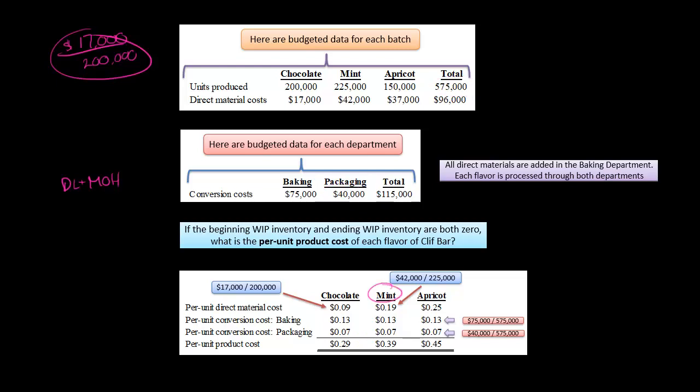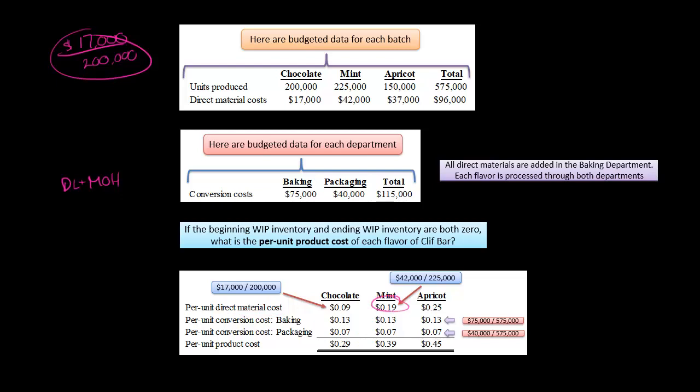Now notice, when we do mint, when we do apricot, the conversion cost per unit for baking is identical, because in each case, it's $75,000 divided by 575,000 total Clif bars. Again, we're dividing by the total number of Clif bars for baking and also for packaging, because there's no distinction between baking a chocolate Clif bar versus baking a mint one or an apricot one. So that's why these costs are the same here, and then they're the same for packaging. However, we see the direct material cost per unit is different, because these Clif bars, even though they're baked the same way, they're packaged the same way, they have different direct materials.